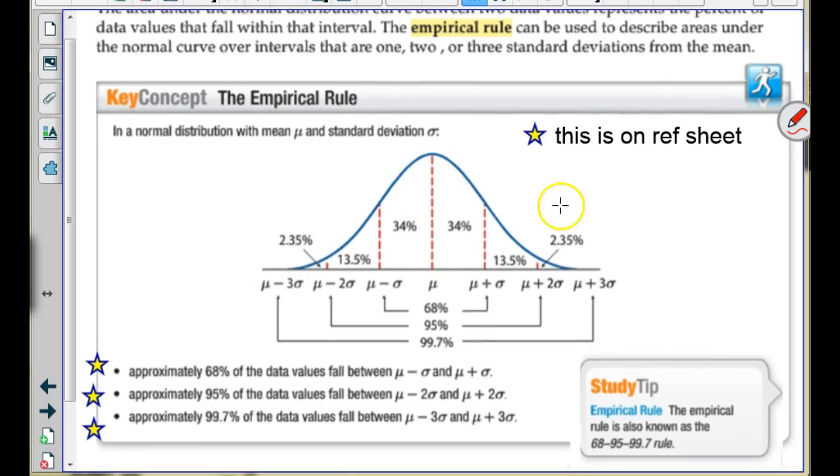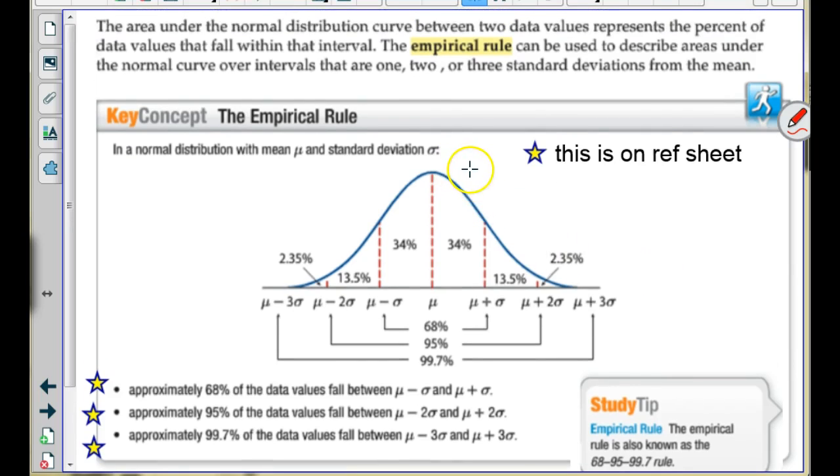All right, so this is what we're going to talk about. Last thing we're going to do today is talk about this empirical rule. This is a way to estimate using standard deviations. It says the area under the normal distribution curve between two data values represents the percent of data that falls within that interval. The empirical rule says we're going to just roughly estimate that 34% of the data is one standard deviation each way from the middle. So a total of 68% falls within one standard deviation, either way. Okay, that's the number that they want you to memorize.